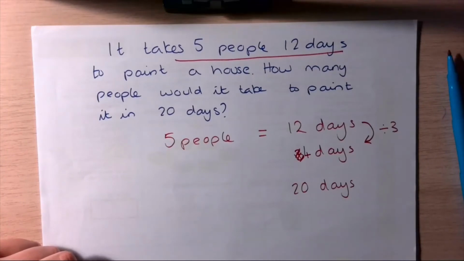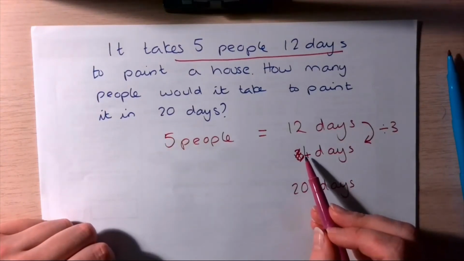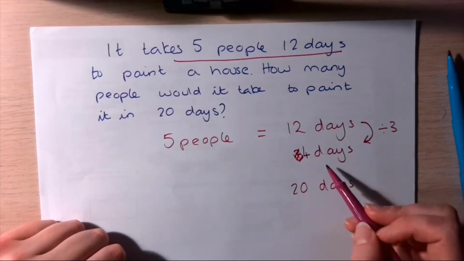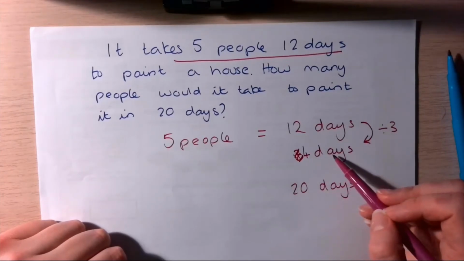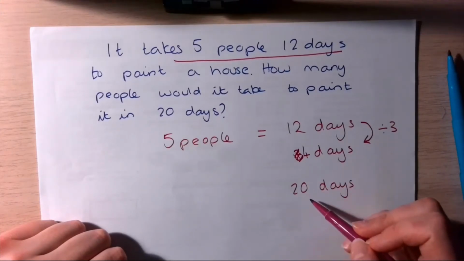Now, that's a sensible way to do it, if you can see that. However, if you can't spot that straight away, that's okay. Go ahead and divide by 12 and get 1 day. That's absolutely fine, because then you just need to multiply your 1 day by 20 to get 20, and that's not a problem.